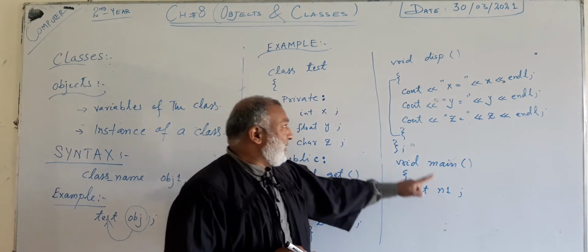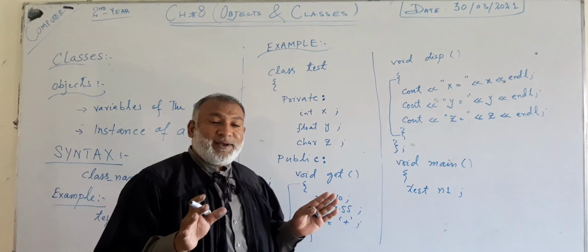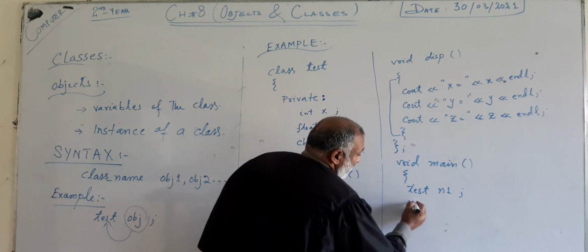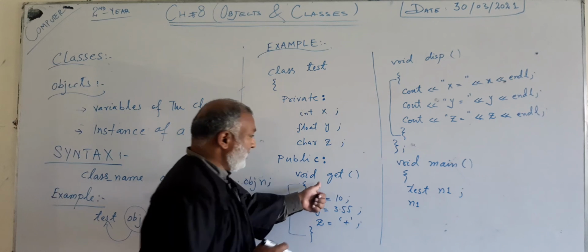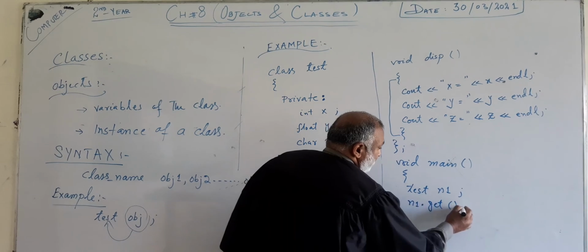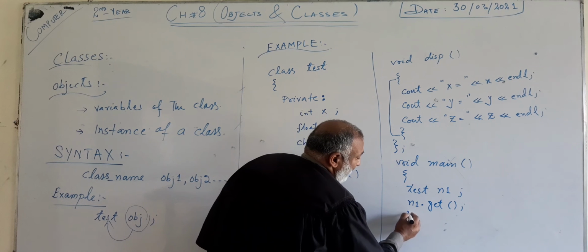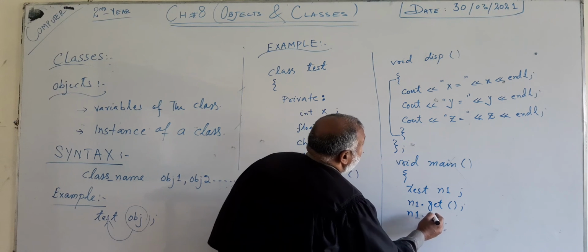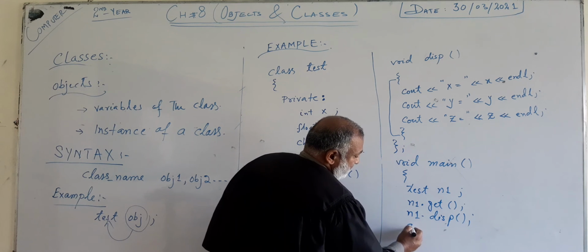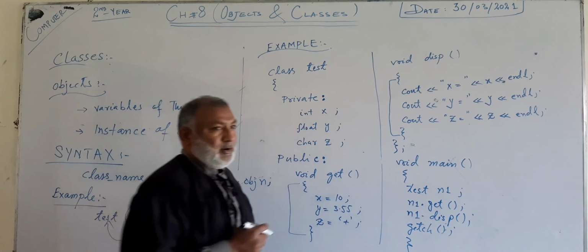Now through this object we can call the member functions and member data of the class. I'm not going into details today for that, but simply, for example, if I want to call this function, I would call it by n1.get, and if I want to call another function, I will call it by n1.this. Finish the main function and finish the body.